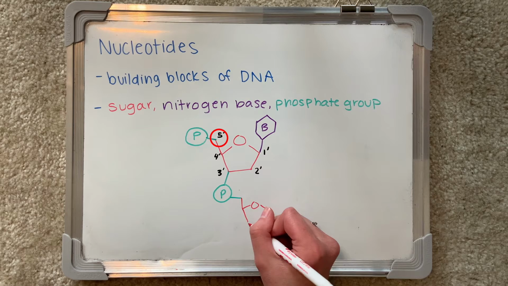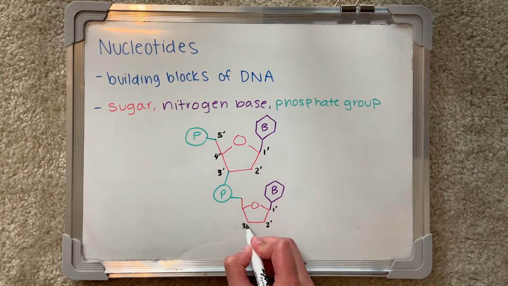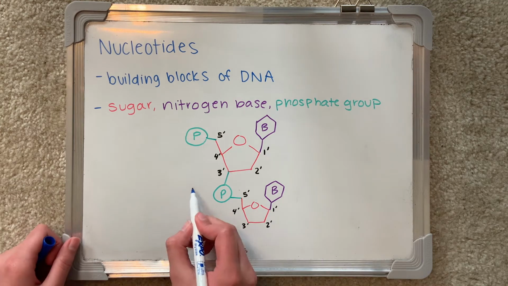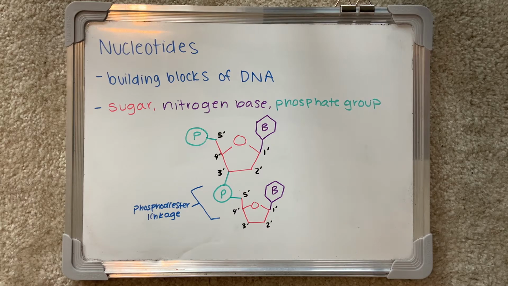The 5' carbon is attached to the phosphate group, and the 3' carbon bonds to the phosphate group on the next nucleotide. These phosphate groups form the sugar-phosphate backbone, and they are held together by phosphodiester bonds.